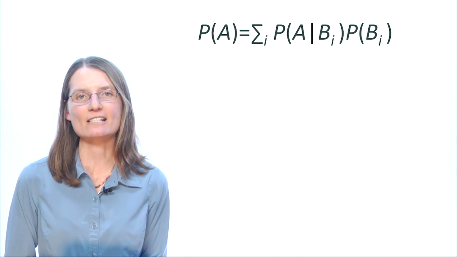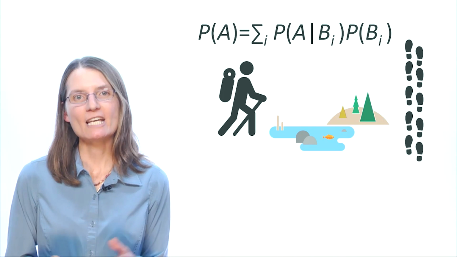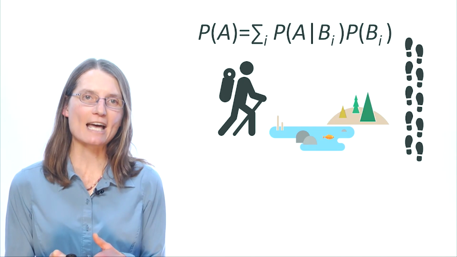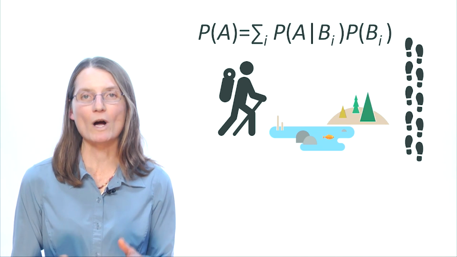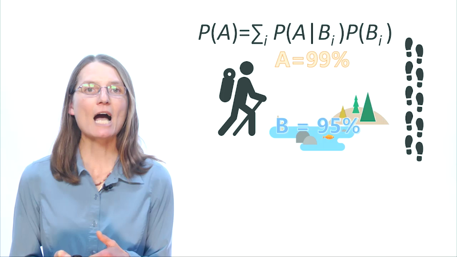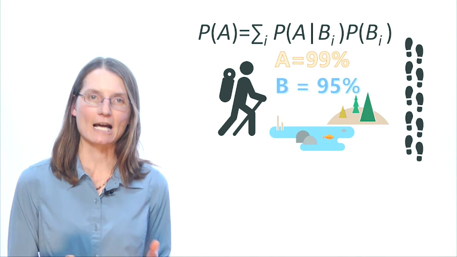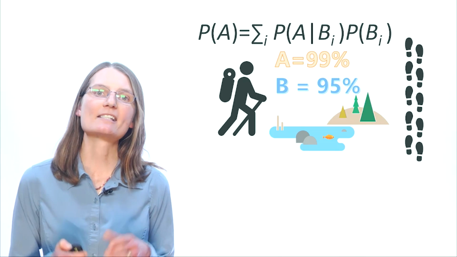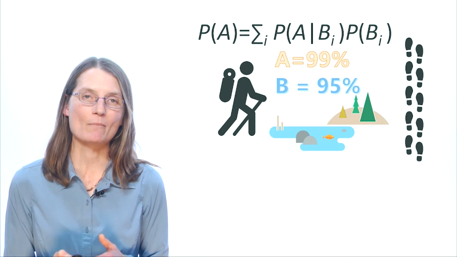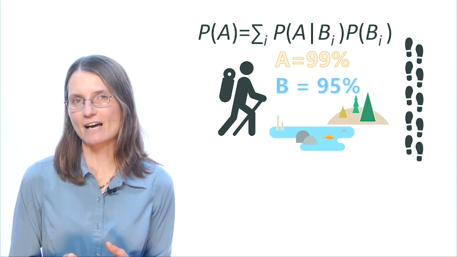Let's take a look at an example to illustrate this. Imagine that you purchase a pair of hiking boots. If the boots are manufactured in country A, the probability that they will last 1,000 miles before the waterproofing wears out is 99%. However, if they're manufactured in country B, the probability is 95%. We know that 75% of these boots are manufactured in country A. What is the probability that your boots will last 1,000 miles?